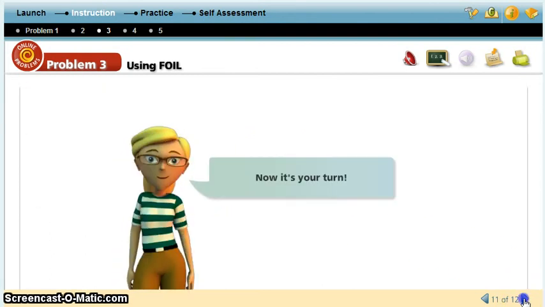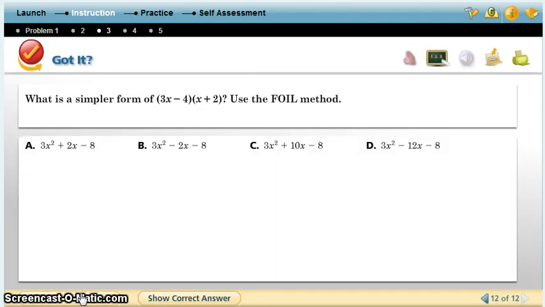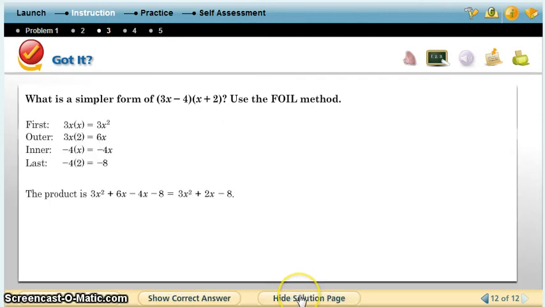Now it's your turn. All right, simplify this using the FOIL method. Pause the video. Here's your answer choices. Pause the video and give yourself a minute just to multiply that through. Your correct answer is A. And here is the solution to that. Here's your answer A here. These are the first terms, your outer terms, your inner terms, and your last terms. They set this up vertically instead of horizontally like the last example. But then you just simplify your polynomial by collecting your like terms.